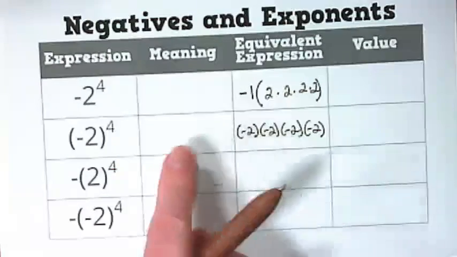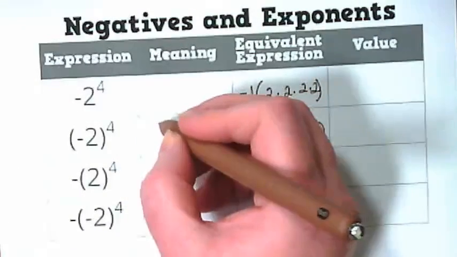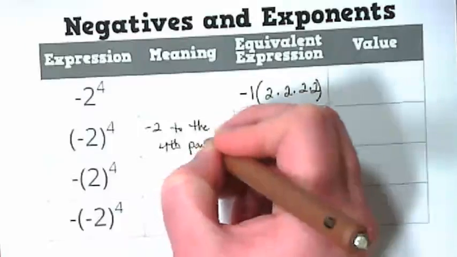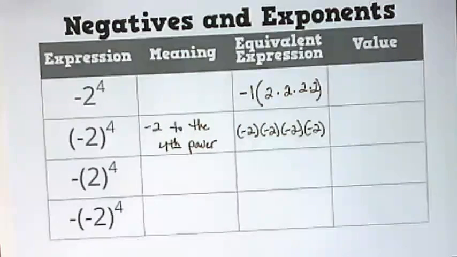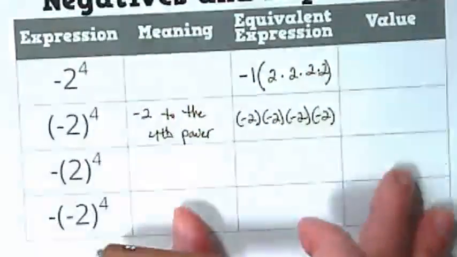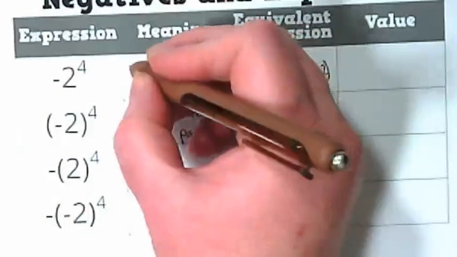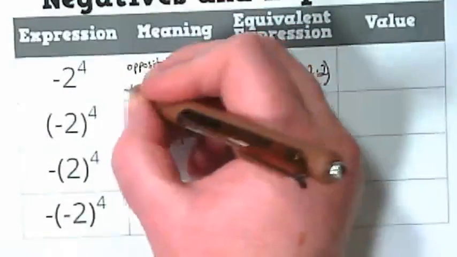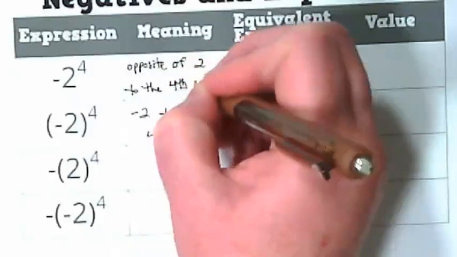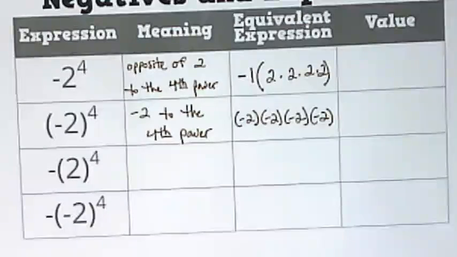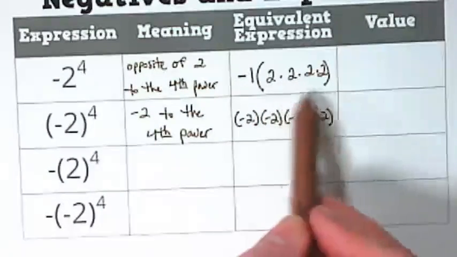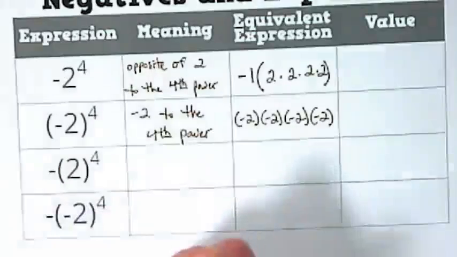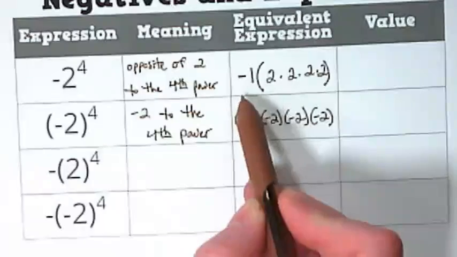I think the meaning of this one is a lot easier to just put into English. This is negative 2 to the fourth power. Well, this one is opposite of 2 to the fourth power. Because look what we have inside the parentheses here. Are they negative 2s or 2s? But by putting this negative in front of the whole thing, we're saying it's the opposite. And that opposite shows up over here when we're writing the whole thing out as the negative 1.